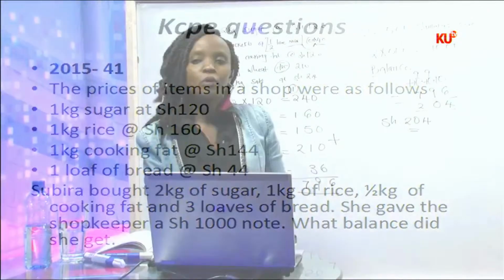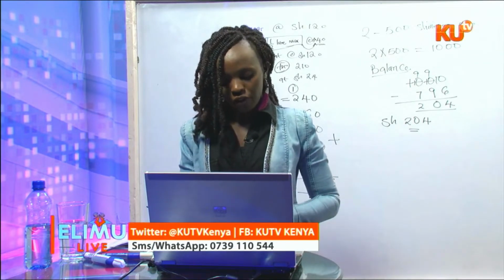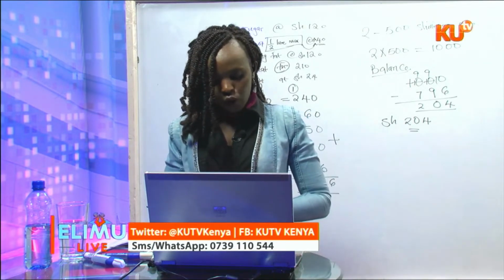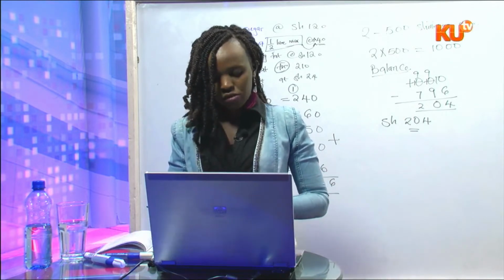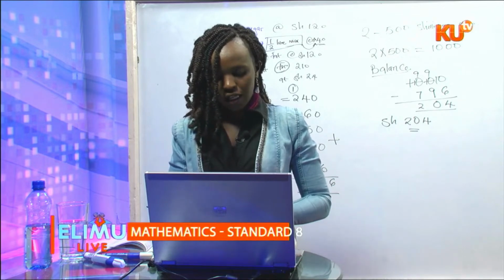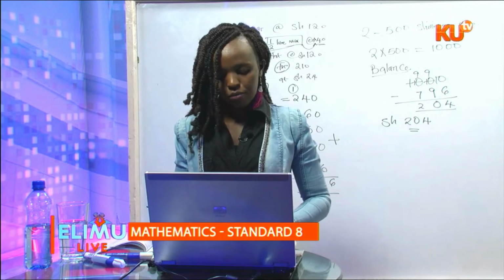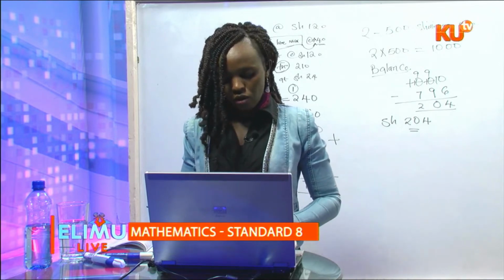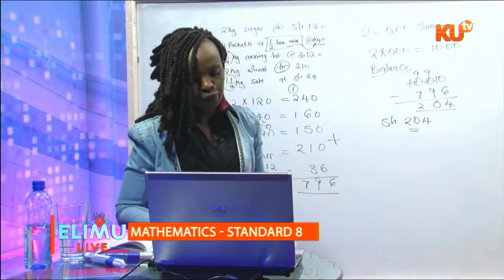As usual, we start by preparing the bill. We prepare the bill to get the total cost of the items. After you have gotten the total cost, we subtract from the 1,000 shillings note that this person gave the shopkeeper so that we can get the amount of money that remained. So let's go on and start by preparing the bill.